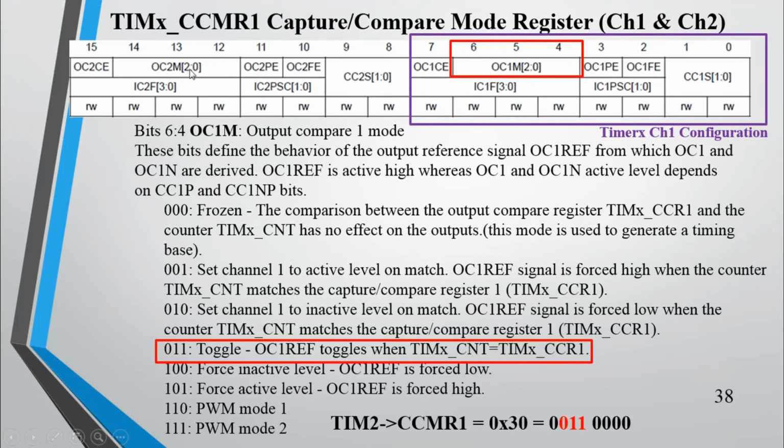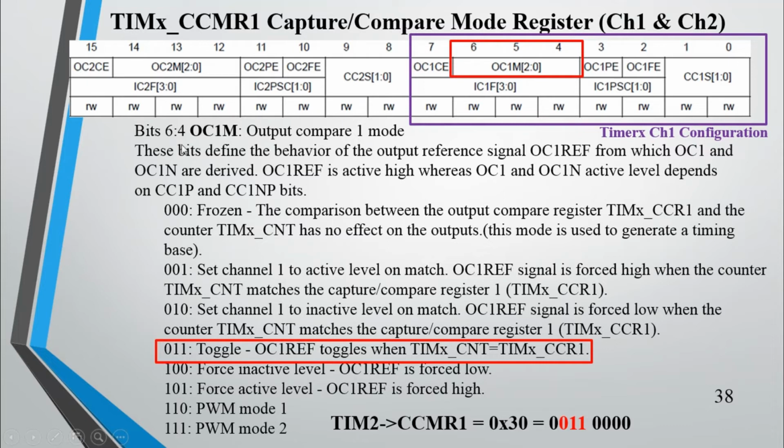So based on the channel, you need to select CCMR1 or CCMR2, and you also need to decide which half you need to configure. This half is for channel 1, this half is for channel 2. So here I am configuring output compare 1, where 1 stands for the channel. This is the mode selection bits for compare mode of channel 1 of timer 2 in my case.